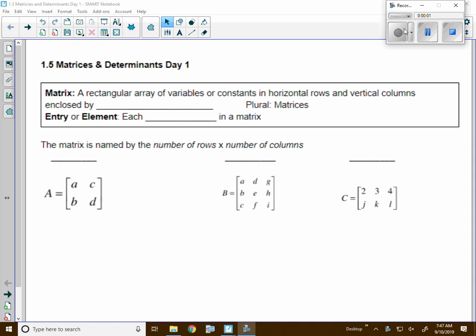Does anybody need a note sheet? Okay. So who in here has done matrices before?